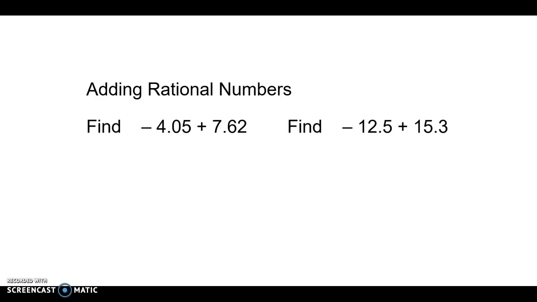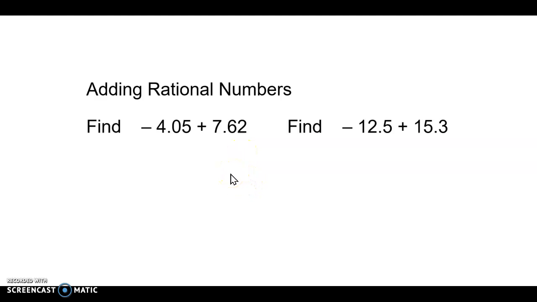So we still use the integer rules. If we're looking at the very first one, negative 4.05 plus 7.62, I always look and see, do they have the same sign or different? This one they have different, so I know I'm going to end up subtracting. And I know that there's more positive, so I know my final answer should be a positive.